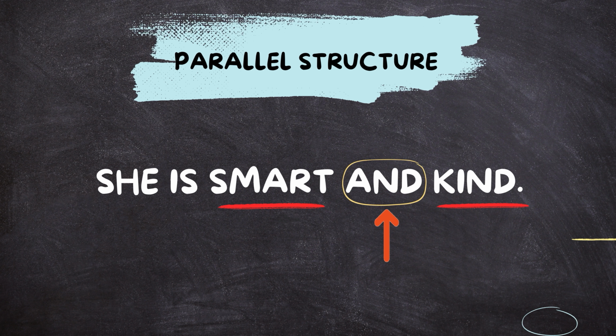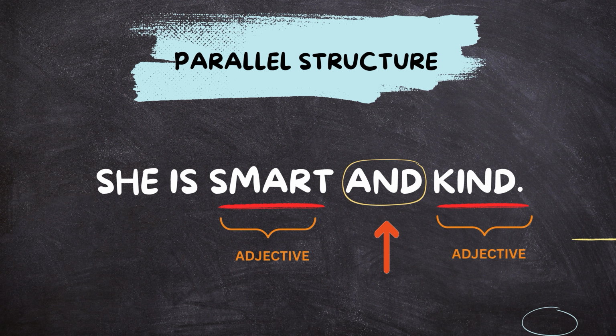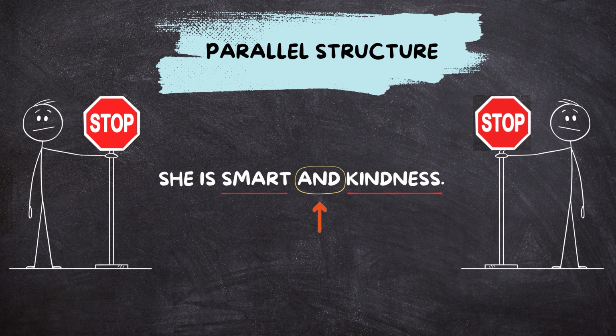Fanboys work best when the structures on both sides are parallel. It sounds smooth and correct. For example, she is smart and kind. Both sides are adjectives, so the sentence is balanced and correct. But if we say, she is smart and kindness, that's wrong because one side is an adjective and the other is a noun.